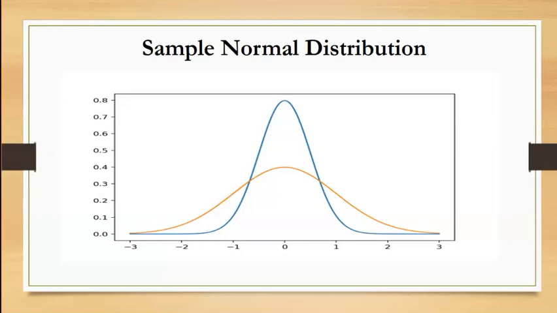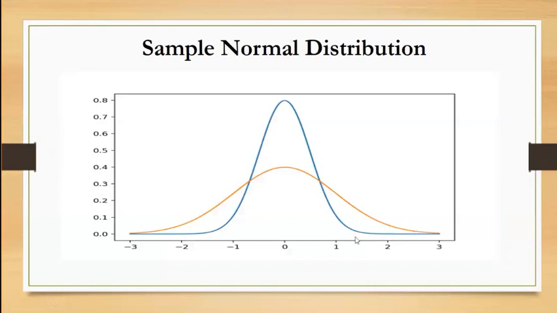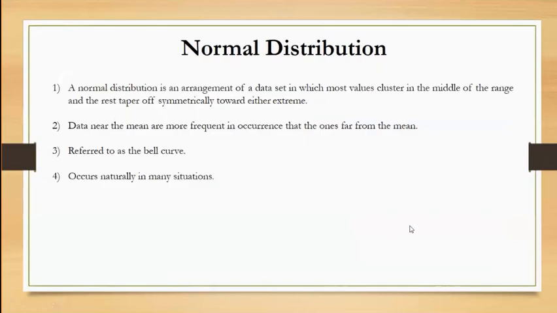So to define what is a normal distribution, it is an arrangement of a data set in which most values cluster in the middle of the range and the rest taper off symmetrically towards either extreme. Now, data near the mean are more frequent in occurrence than the ones far from the mean. This kind of distribution occurs normally in many situations. In day-to-day life, you can see many distributions following this normal distribution. That is why it is also known as a normal distribution, meaning it is the one which is frequently observed in day-to-day life.